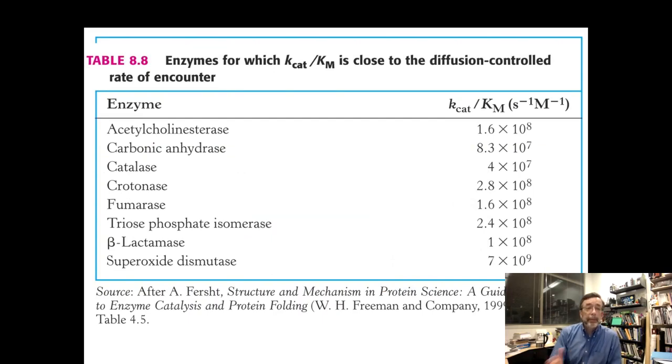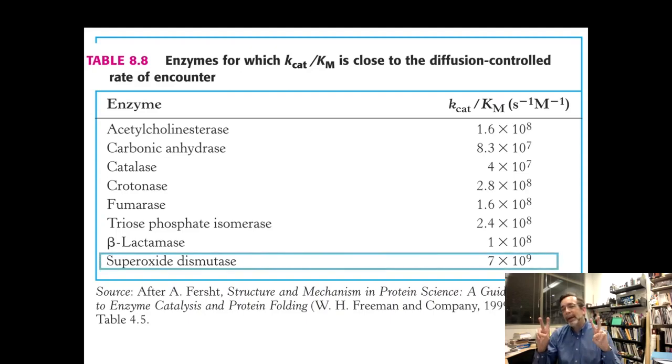Here's another table of more enzymes just to give you more examples. Once again, we have 10 to the 8th to 10 to the 7th, and superoxide dismutase wins the prize for best enzyme by this measure because it can get all the way up to 7 times 10 to the 9th. This is unusual. It's got an unusual combination of fast Kcat and strong binding Km.